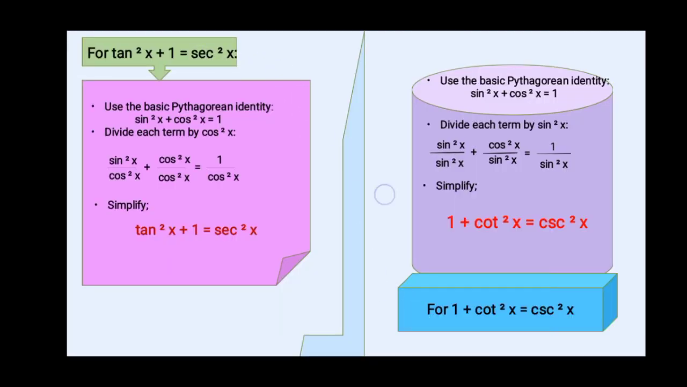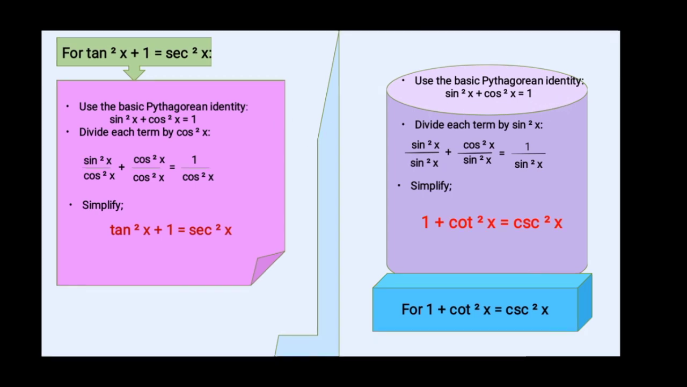These two remaining Pythagorean identities have the same process. They both use the basic Pythagorean identity: sine squared theta plus cos squared theta is equal to 1. But the difference is, in the identity tan squared theta plus 1 is equal to secant squared theta, we divide the basic Pythagorean identity by cos squared theta. In the other Pythagorean identity, we divide the terms in the basic Pythagorean identity by sine squared theta.